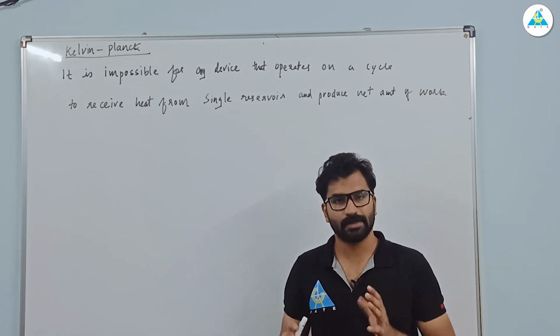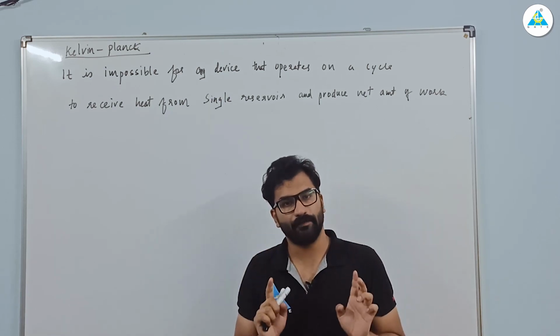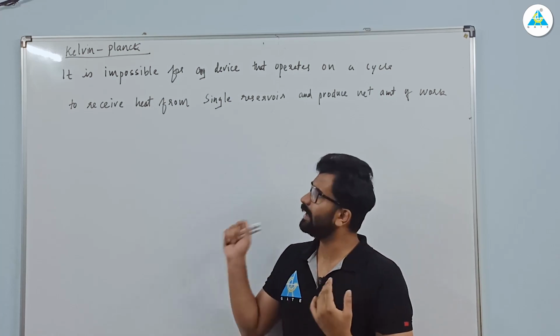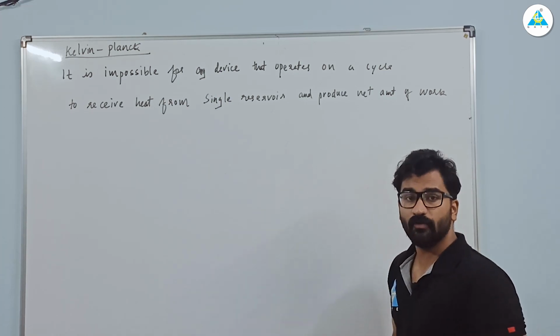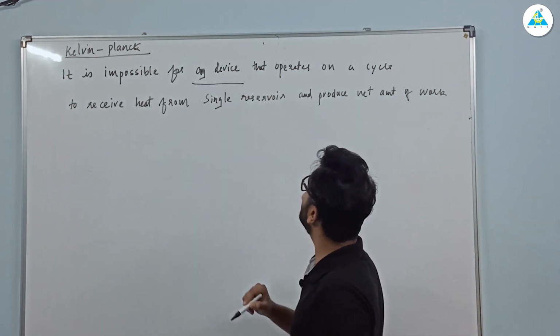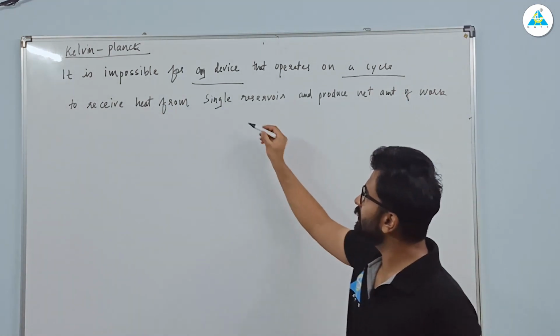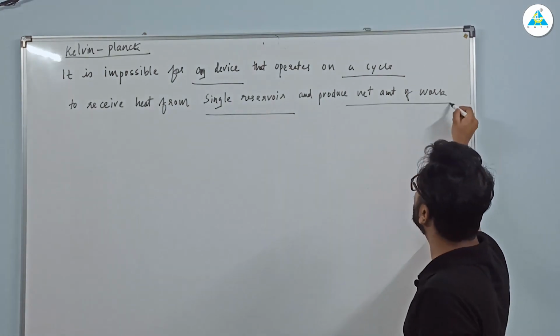Both have almost the same meaning. Just now we have discussed that efficiency cannot be 100%. This is the logic that should be in your head. Efficiency cannot be 100, but they have given it in different words. It is impossible for any device that operates on a cycle to receive heat from a single reservoir and produce a net amount of work.